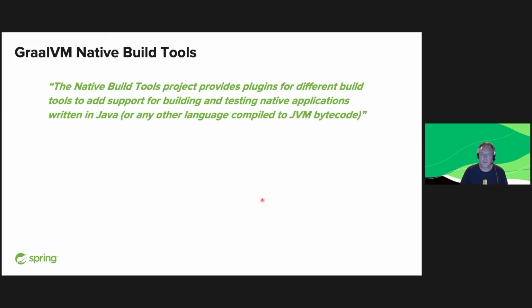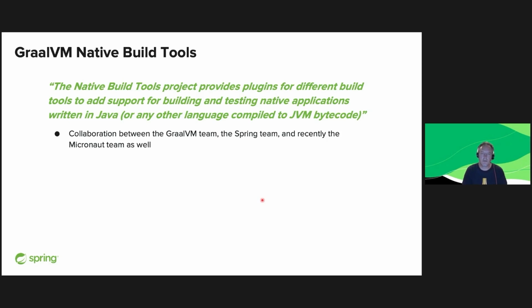So straight from the homepage, the Native Build Tools project provides plugins for different build tools to add support for building and testing native applications written in Java or any other language compiled to JVM bytecode. This has grown out of a collaboration between the GraalVM team and the Spring team, and recently the Micronaut team has joined as well.